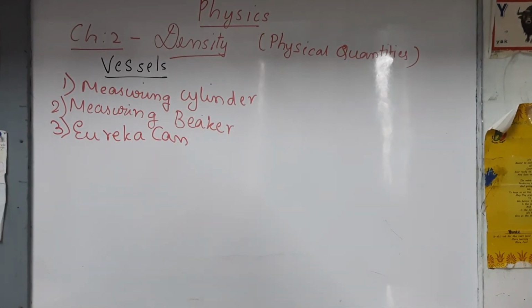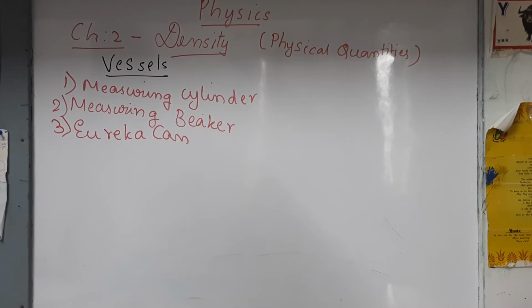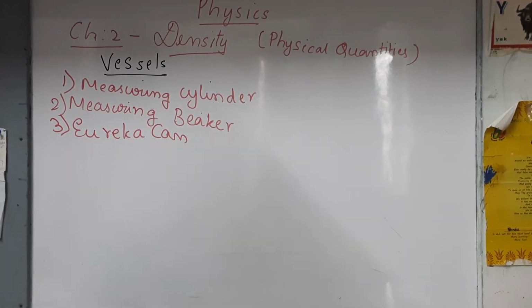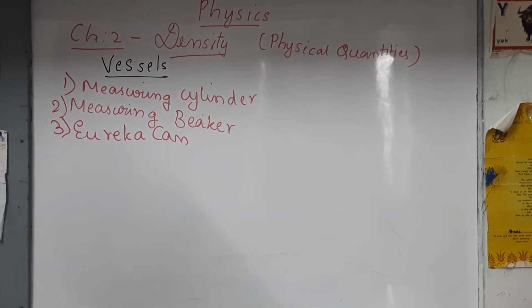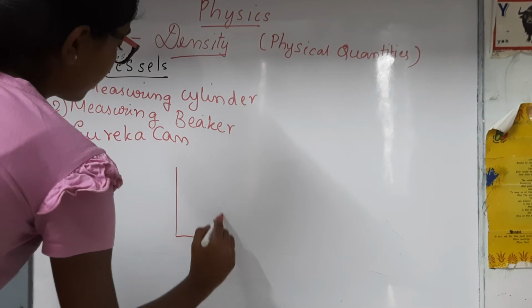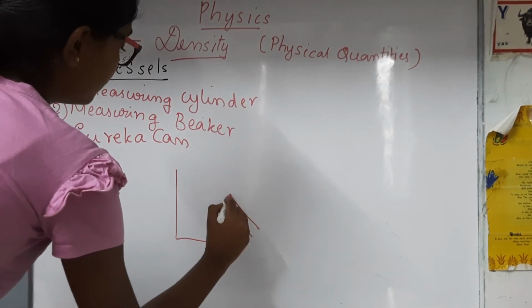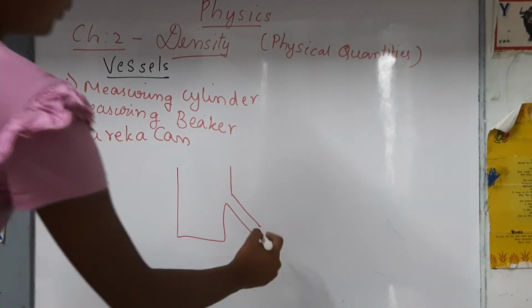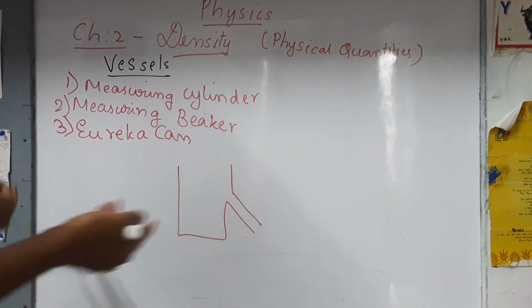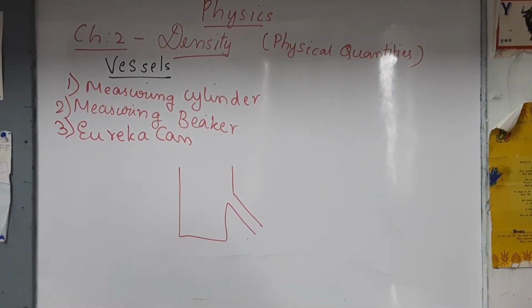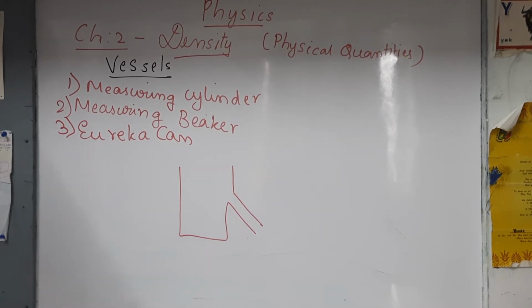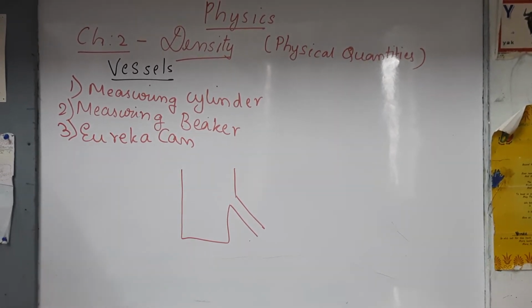You have seen this Eureka can in one or two places for gardening purposes. Let me just draw the Eureka can for you. It has a spout where you can collect any excess water, and it is mainly used for gardening, or for you to pour water. You have seen this Eureka can for many purposes.